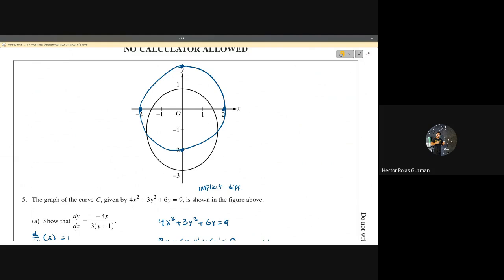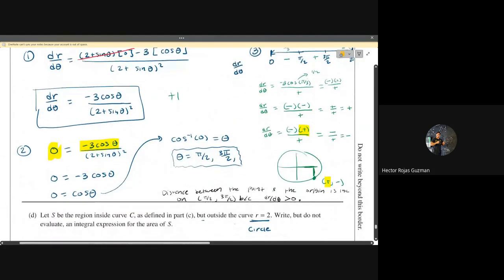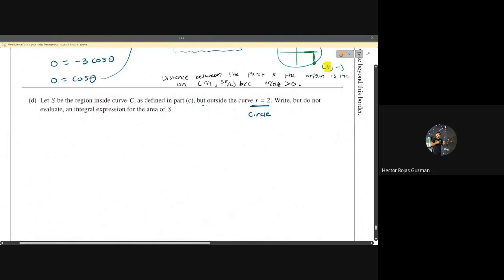And once again, the question says S is the region inside C, but outside of the circle with radius 2. So that's going to be this area. Inside of C, but outside the circle. Notice how we have 2 points of intersection, right? Those are going to be important. But do not evaluate an integral to find the area of S.